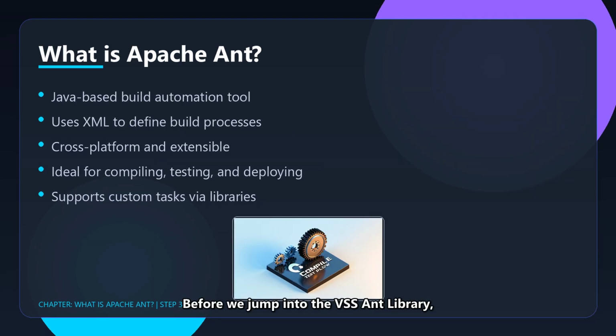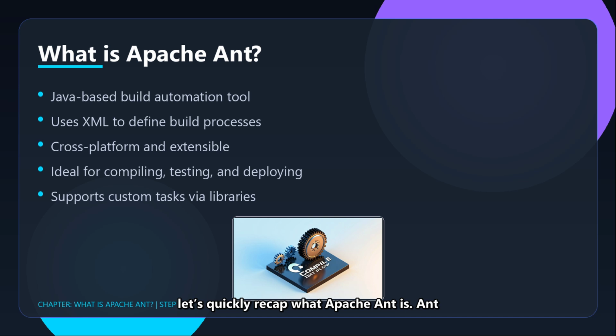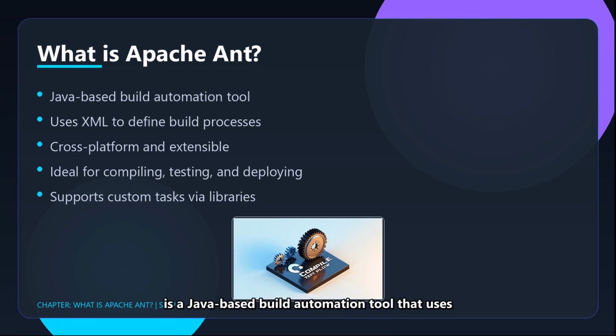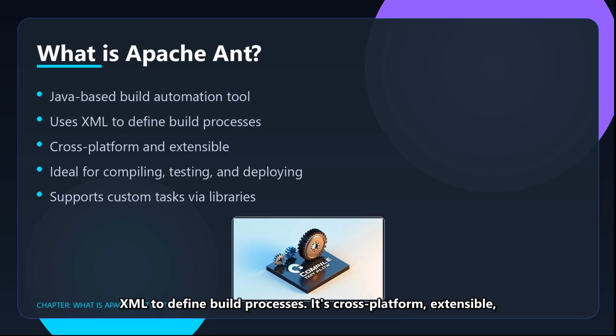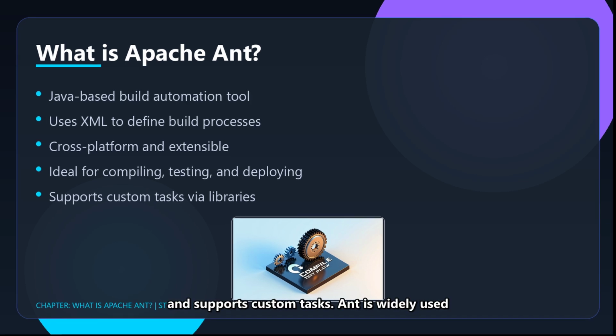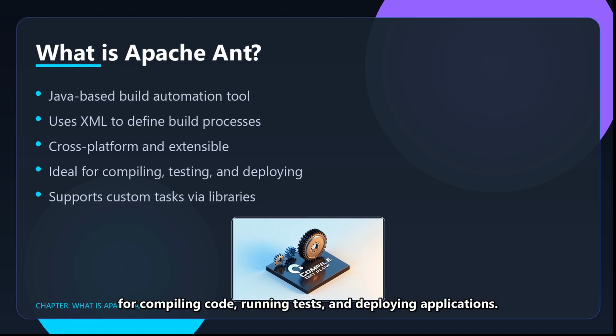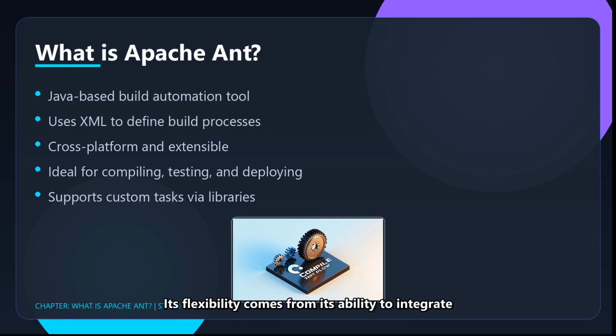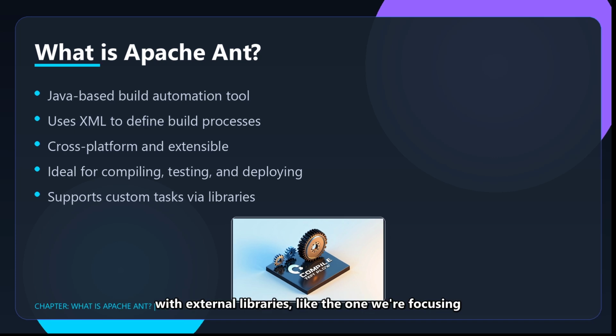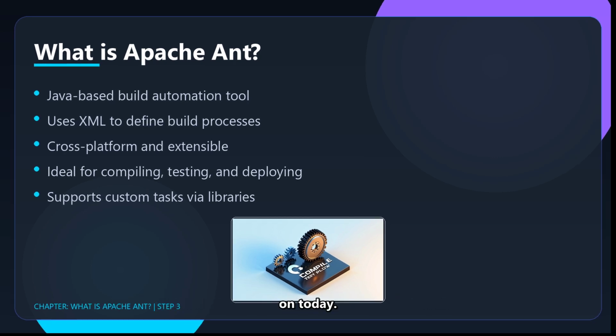Before we jump into the VSS Ant library, let's quickly recap what Apache Ant is. Ant is a Java-based build automation tool that uses XML to define build processes. It's cross-platform, extensible, and supports custom tasks. Ant is widely used for compiling code, running tests, and deploying applications. Its flexibility comes from its ability to integrate with external libraries, like the one we're focusing on today.